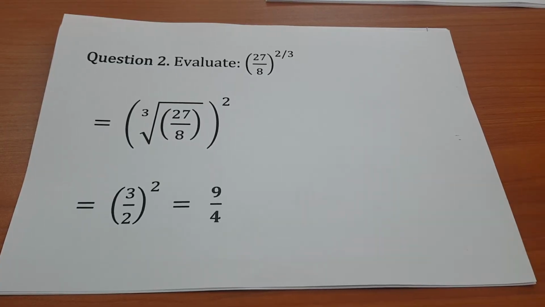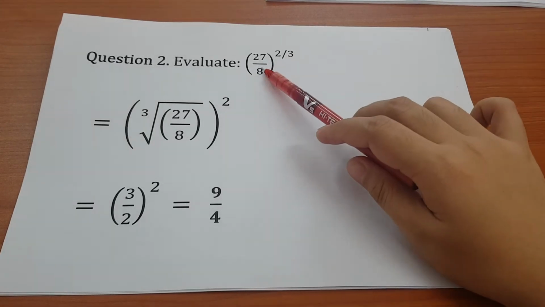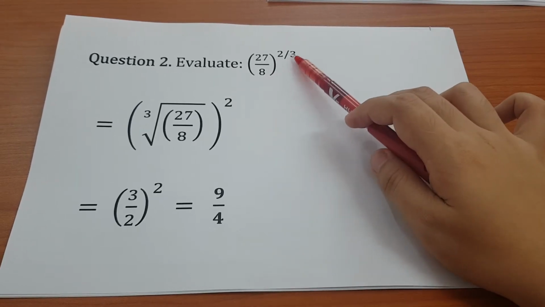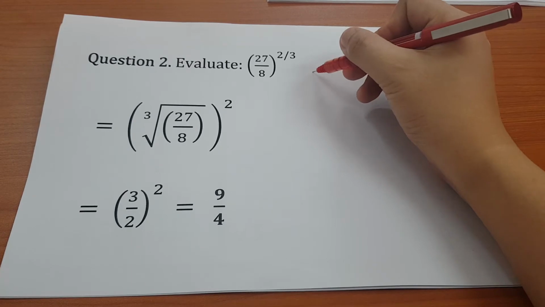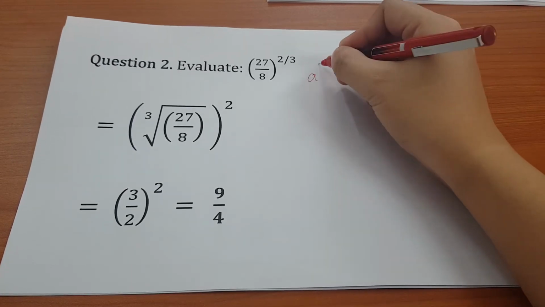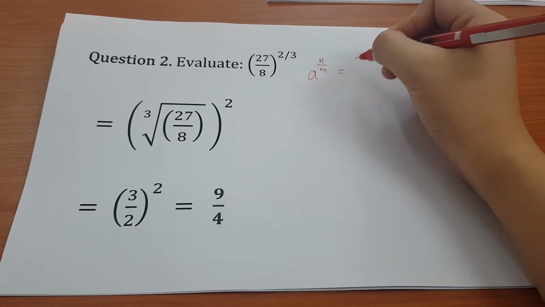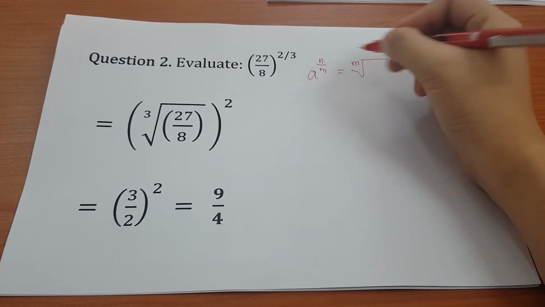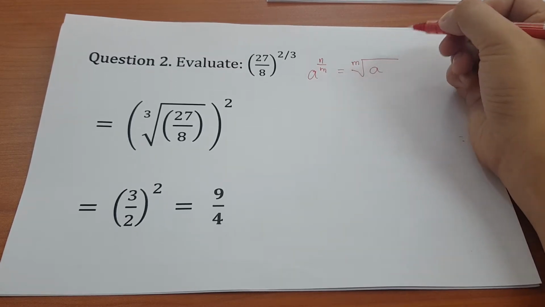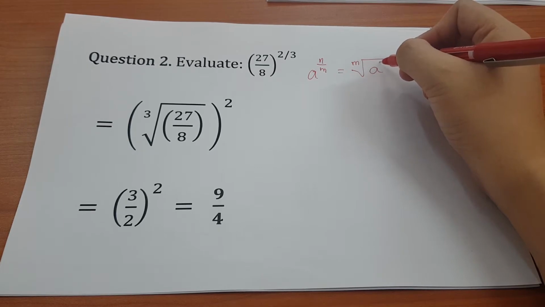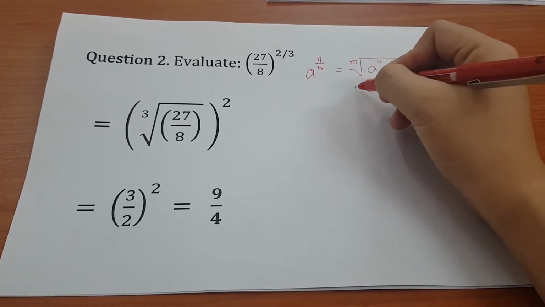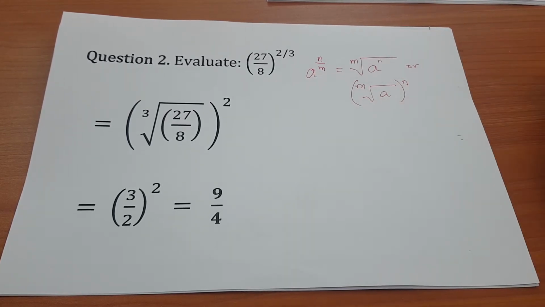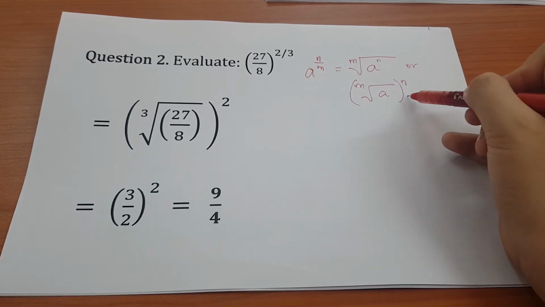Okay, let's continue with number 2, to evaluate this one. A fractional exponent, 27 over 8 altogether to the power of 2/3. You have to remember this rule: if you have a to the power of m by n, this denominator becomes your index, and this power m is your exponent. You can put the exponent inside, but it is better to write the exponent outside so that you can easily simplify the expression. So we will just use the second one.